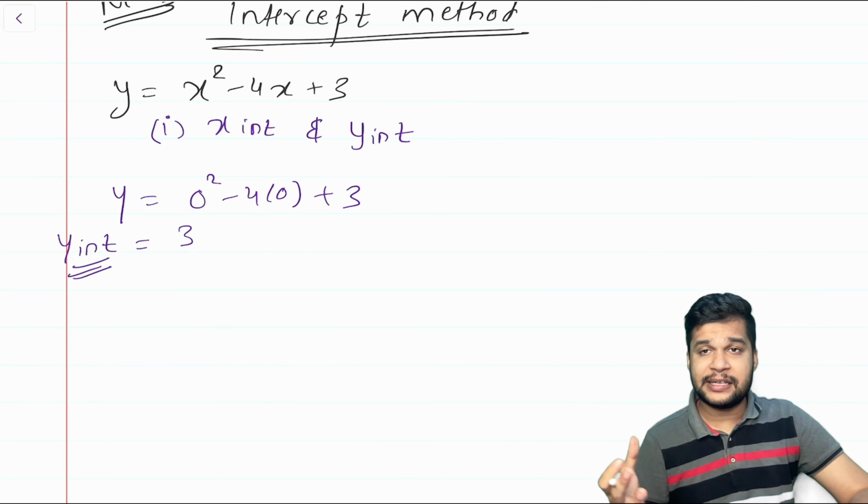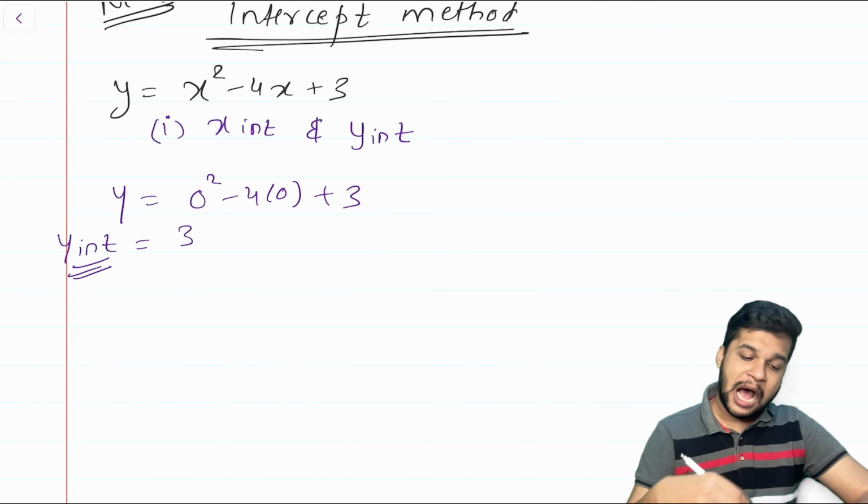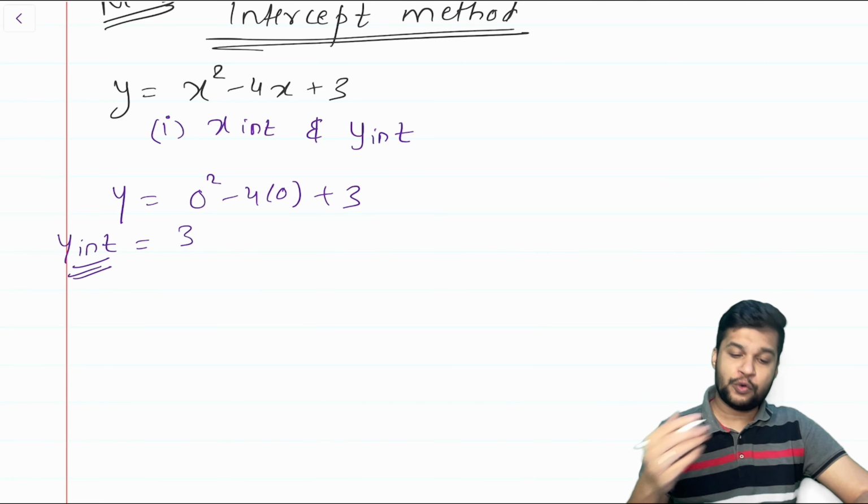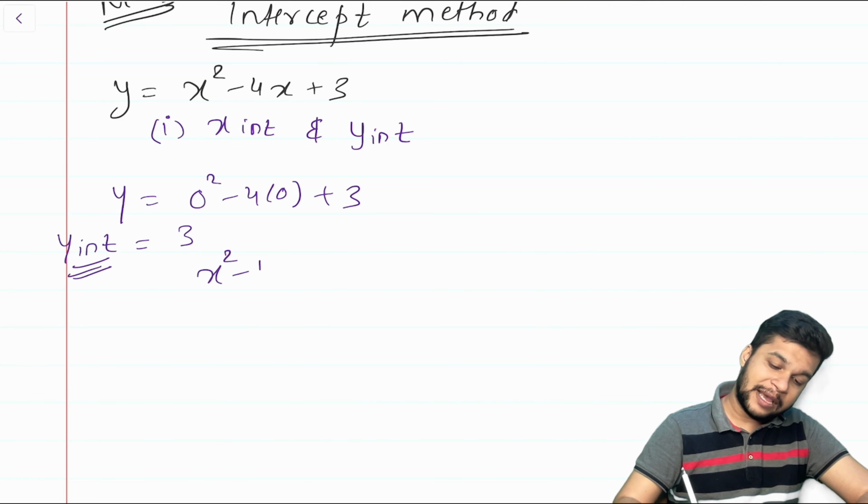I found out the y-intercept, now I have to find the x-intercept. How do I find the x-intercept? I substitute y as 0. So x squared minus 4x plus 3 equals 0.